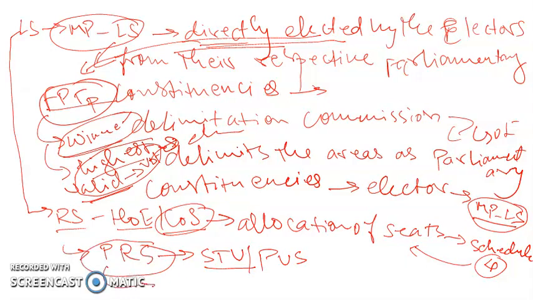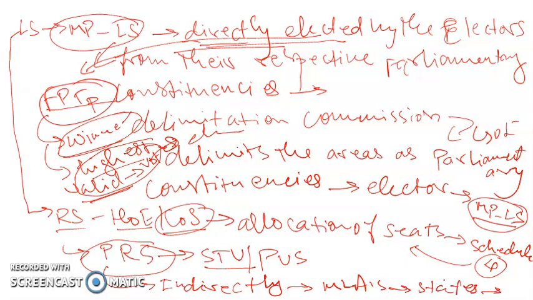The members to the Rajya Sabha are indirectly elected, not directly elected as in the case of Lok Sabha. They are indirectly elected by the members of the legislative assemblies of states and union territories having legislature. All the states have legislature, but there are two union territories, Delhi and Puducherry, that have their own legislature.